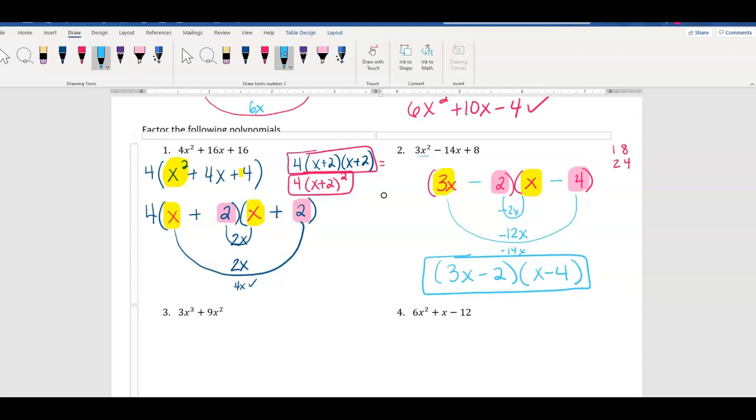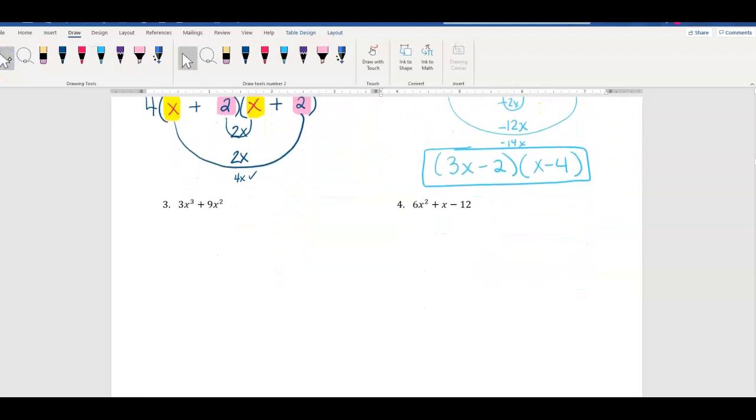If I look at number 3, I see that I have a GCF right away, and my GCF is 3x squared. 3x cubed divided by 3x squared is x, and 9x squared divided by 3x squared is just 3. Now, do I have a quadratic left in here? No, I don't. I have a linear binomial, so I'm done. There's nothing else to do. I can't factor that any further.